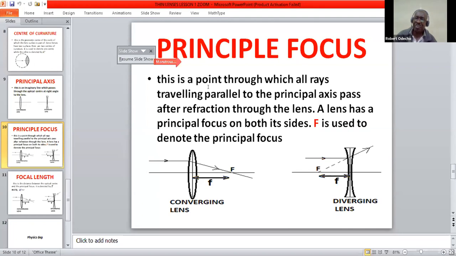It must have come from a big circle. F is used to denote the principal focus. Capital F, my friend, capital F. So let us look at this. I've drawn one ray, and this is the principal axis, the one which I have not put an arrow to distinguish and connect with my definition. I've drawn one ray here, and then it passes through. Then it meets at some point F. This is the point we call principal focus or focal point.